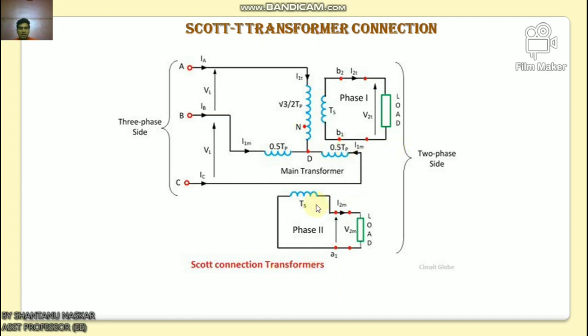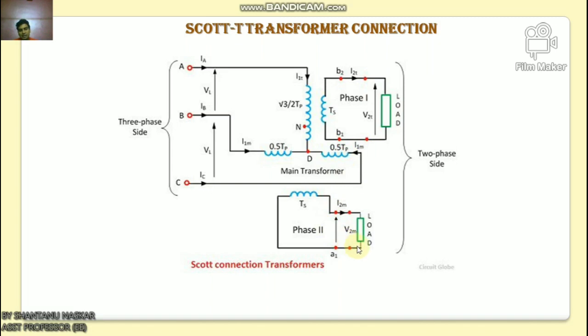The figure here shows the Scott T transformer connection. The main transformer is center tapped at D and is connected to lines B and C of the 3-phase side. It has primary BC and secondary A1 A2, small a1 a2, and the teaser transformer is connected to the line terminal and the center tapping at D. It has primary AD and secondary B1 B2, small b1 b2.